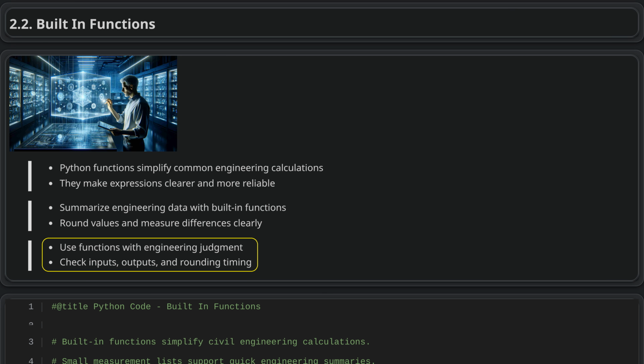Built-in functions can make calculations faster and reduce repetitive work, but engineers still need to judge whether a function matches the problem. Choosing a maximum or an average depends on what the result is meant to represent, and rounding should usually wait until final reporting to avoid unnecessary error. A disciplined workflow uses Python for efficient computation, while the engineer checks the inputs, understands the outputs, and interprets the results in context.